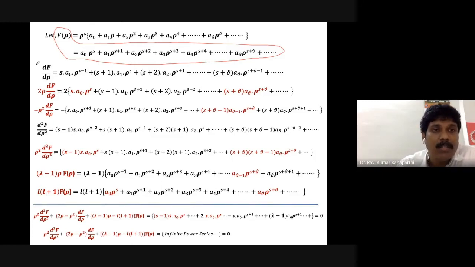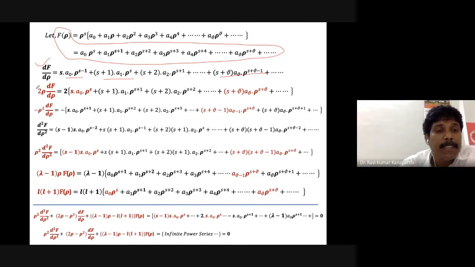So how do you do that? You have f of rho, and then you take the first derivative. That can be done very easily. Here rho to the power s, so s will come here, and then a naught multiplied by s into rho to the power s minus 1. What is the derivative of a to the power n? It is nothing but n into a to the power n minus 1. In that fashion you can calculate the derivative of all the terms, and then you can write down the common terms, which we will do later.